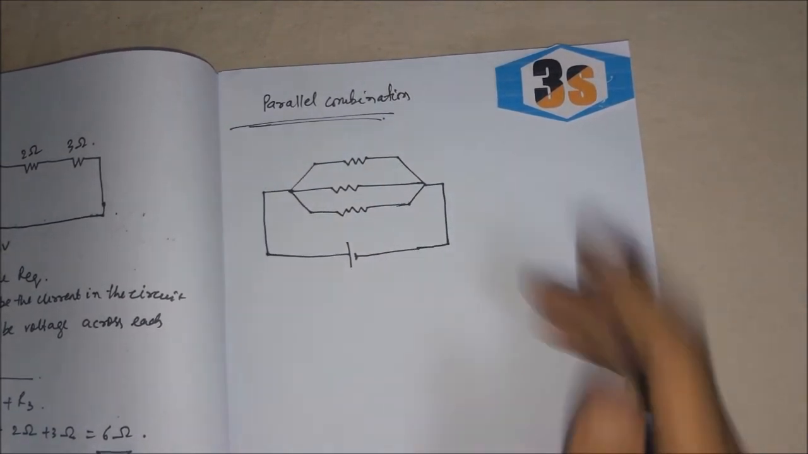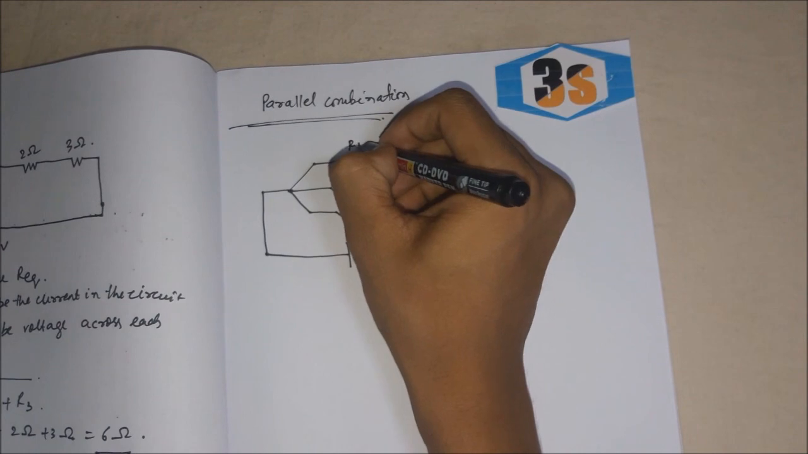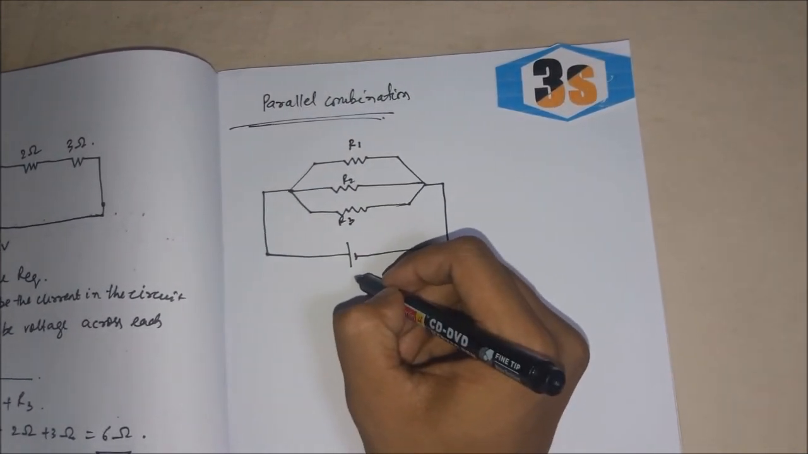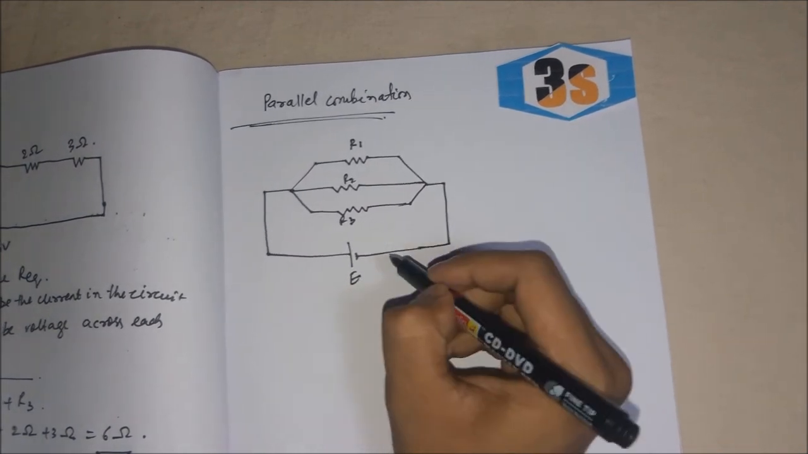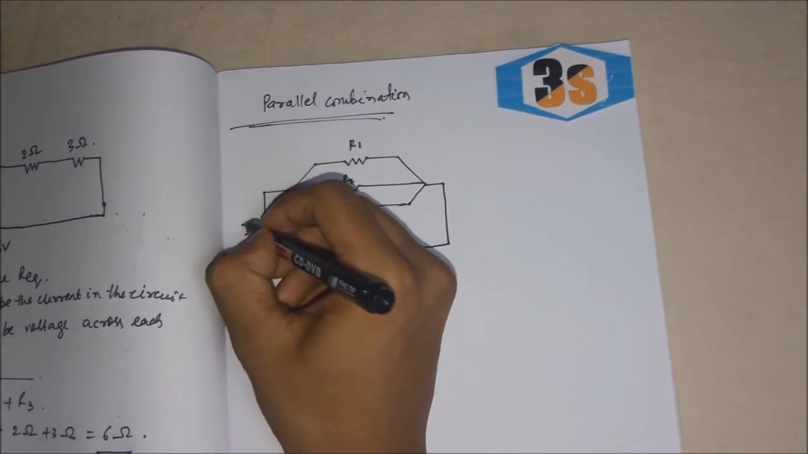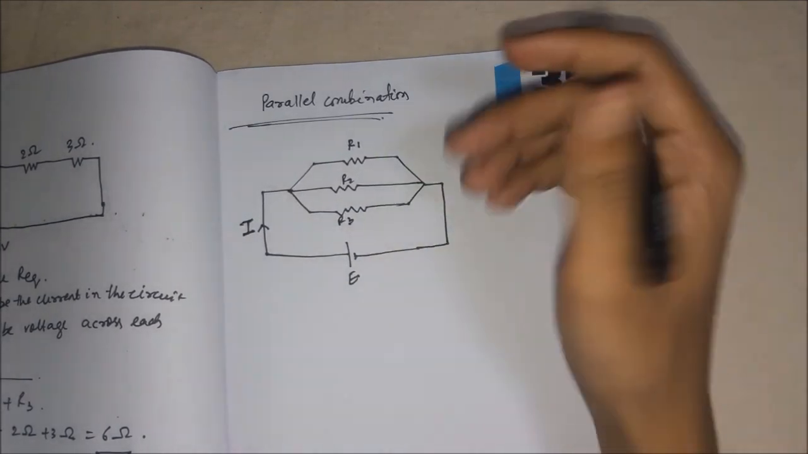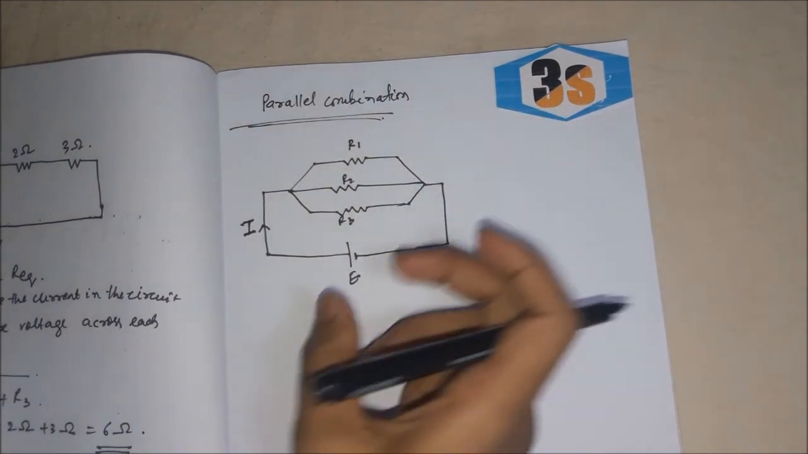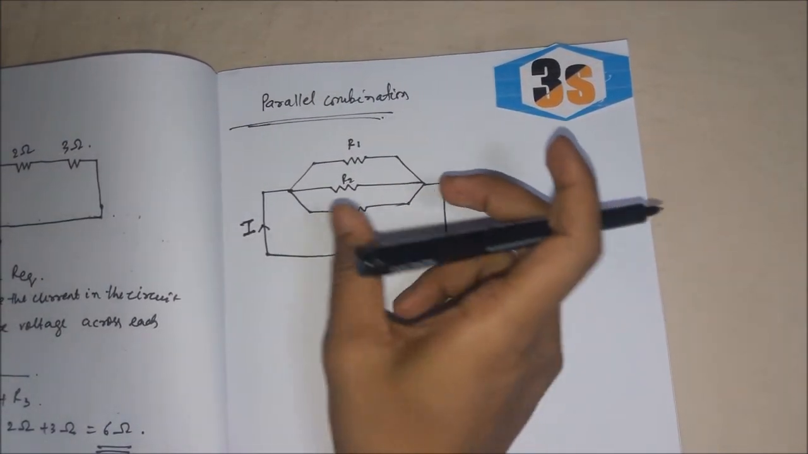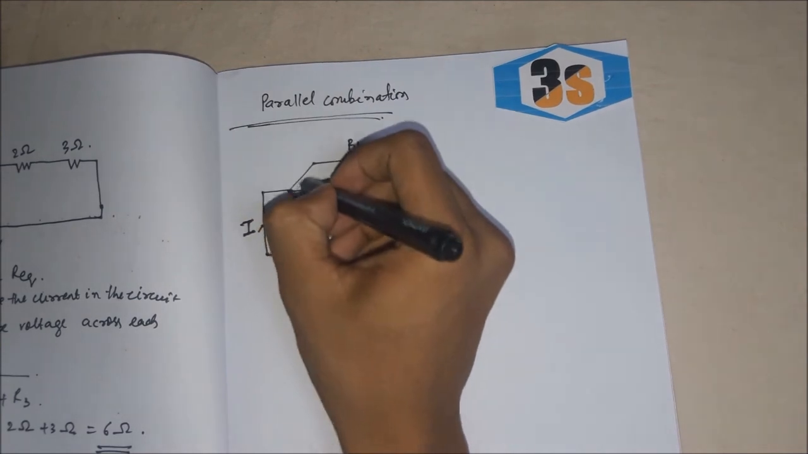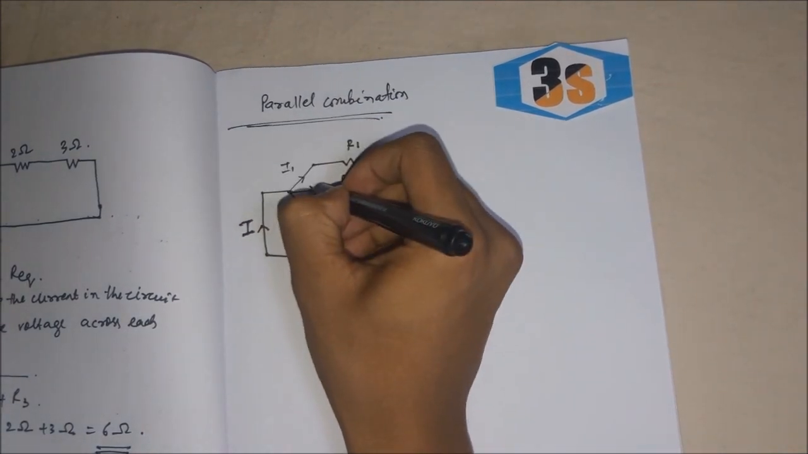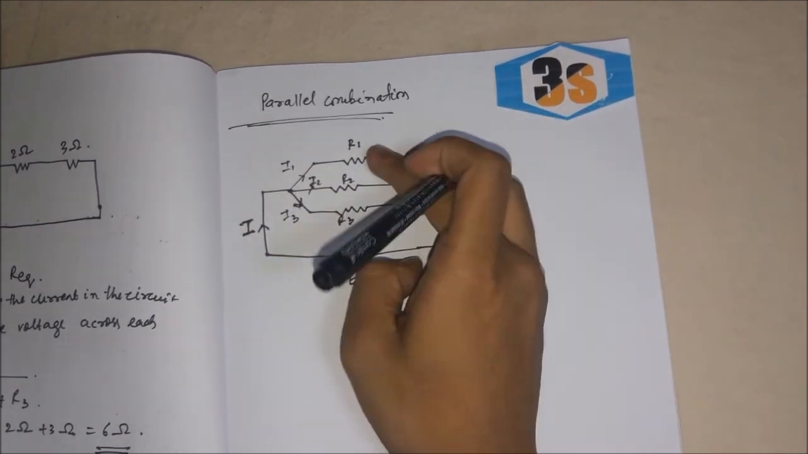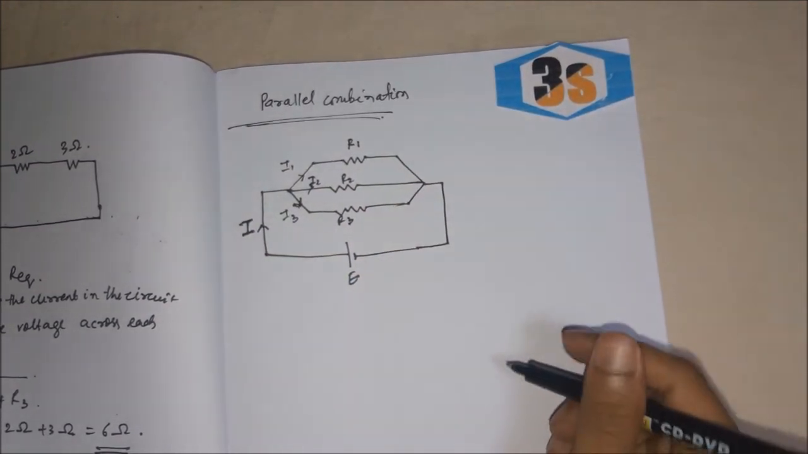This is a parallel combination of resistors consisting of three resistors R1, R2 and R3, having a battery which provides a potential of E. We have current I flowing through the entire circuit. However, in a parallel combination of resistors, what divides is not the voltage but the current. The voltage E will be the same across each of the resistors. So what divides is the current: I1, I2 and I3 across the resistances R1, R2 and R3 respectively.